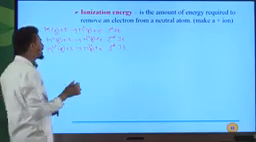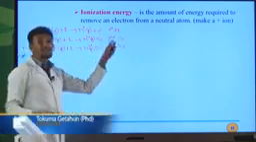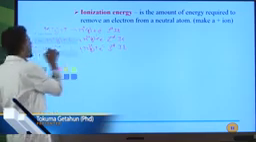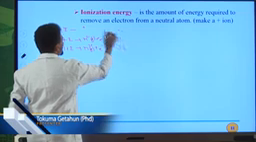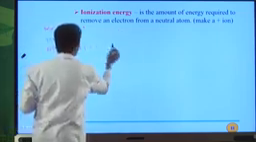And all the time remember that the third ionization energy is greater than the second ionization energy, and the second ionization energy is greater than the first ionization energy. So let us compare the ionization energy of some elements of the periodic table.